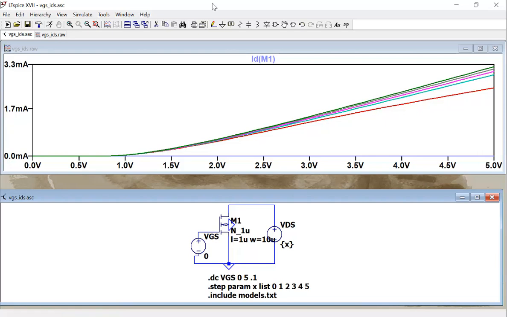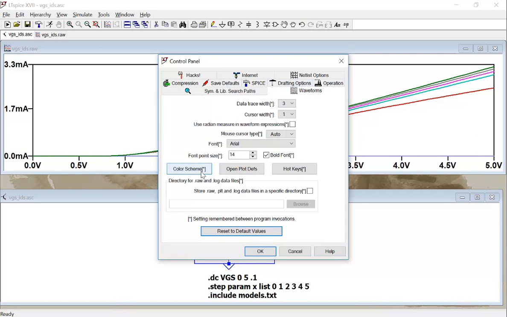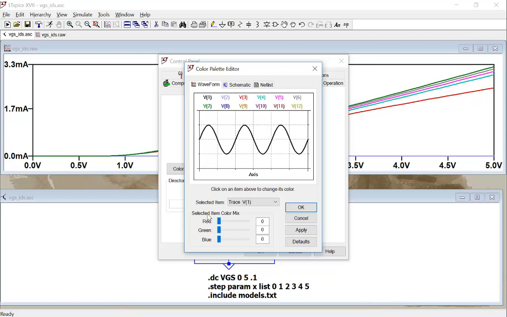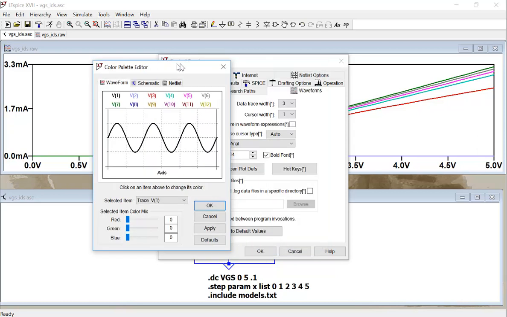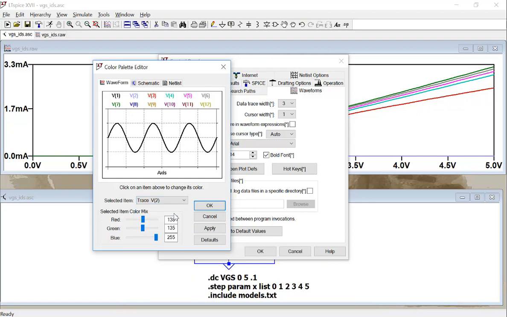Okay, how could you tell from the other way? Click Control Panel and go to Color Scheme, and that's Waveforms, Color Scheme. You can see trace 1 is black, and trace 2 is this light blue color, I think. It's not changing in the little window here, but it shows all the different colors over here.